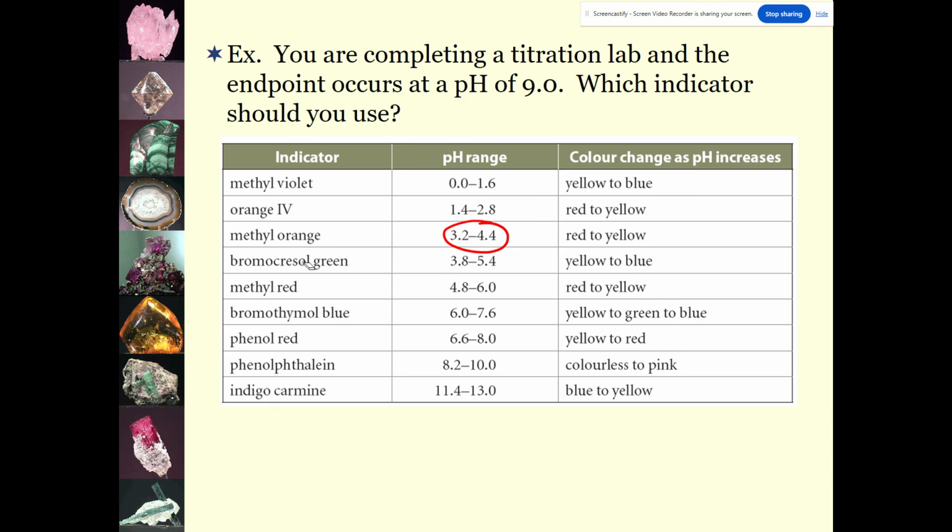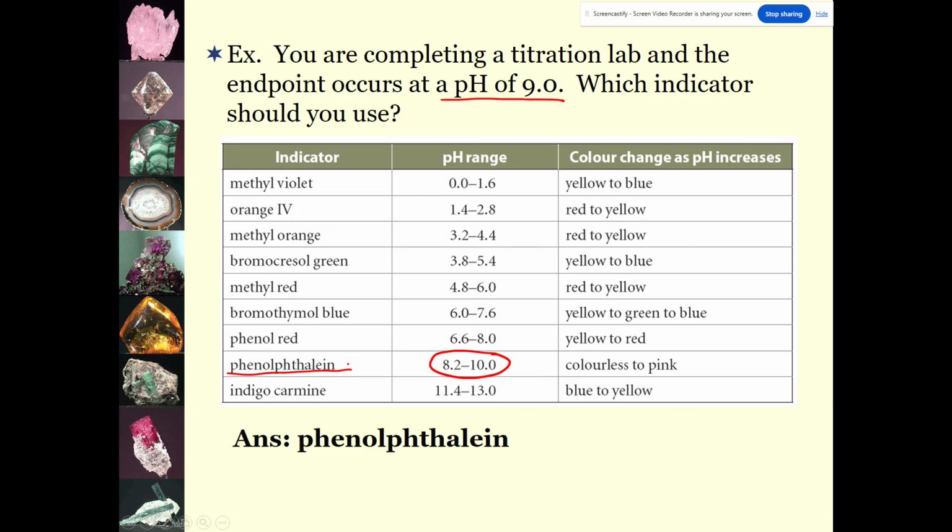Pretend you have another question here. You're completing a titration lab and the endpoint is occurring at 9.0. What indicator should you use? You're looking where 9.0 is within the range that it changes, and therefore your answer would be phenolphthalein.